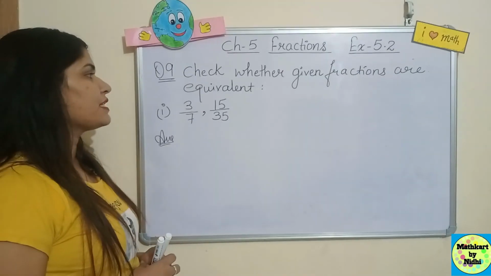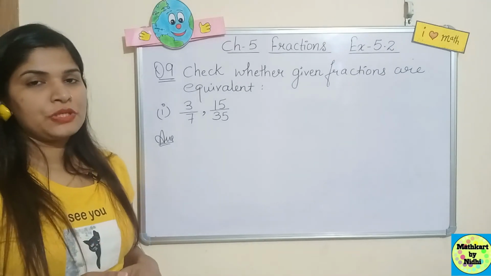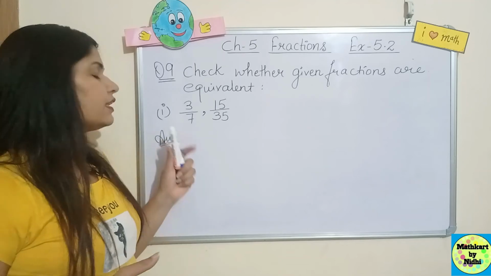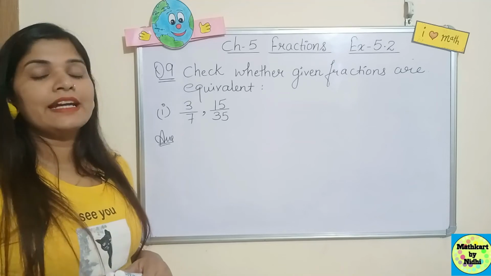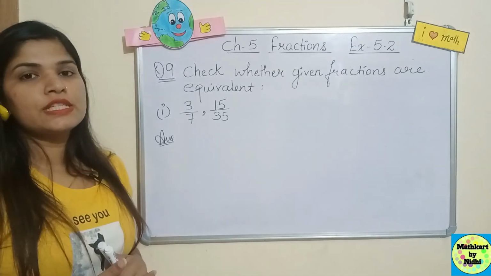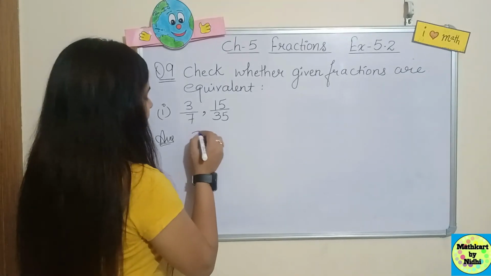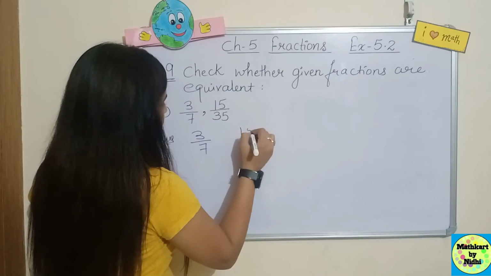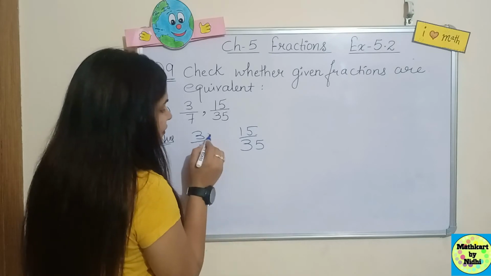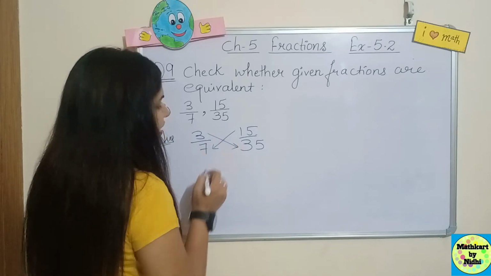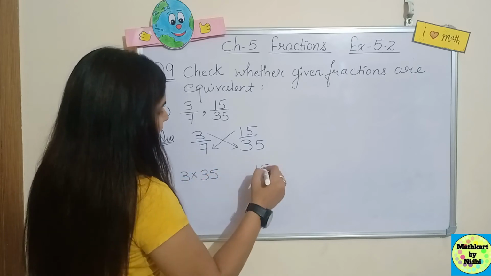Check whether given fractions are equivalent. So students, till now we have learned how to make equivalent fractions. Now it's time to check whether the given fractions are equivalent or not. There is a very easy and quick method, that is cross multiplication, that I am going to use here to find out whether they are equivalent or not. So let us see how to do it. 3 upon 7 and 15 upon 35. As the name says, cross multiply. That means 3 will be multiplied by 35 and 15 will be multiplied by 7.